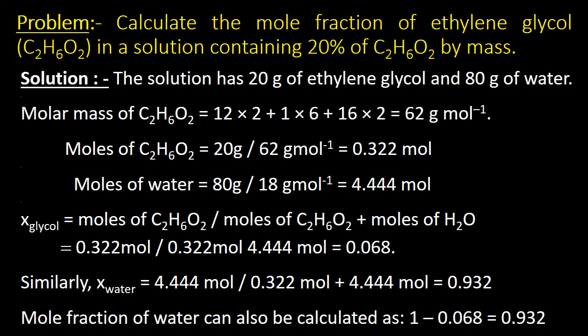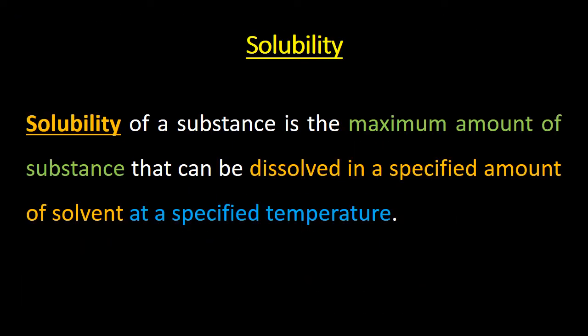In this session, I am going to discuss solubility and the factors affecting solubility. First, let us know the meaning of solubility. Solubility of a substance is the maximum amount of a substance that can be dissolved in a specified amount of solvent at a specified temperature.